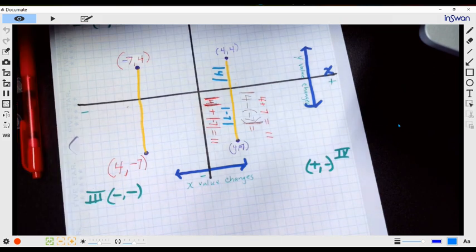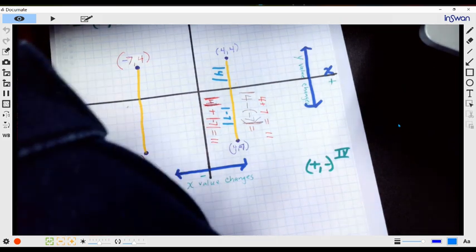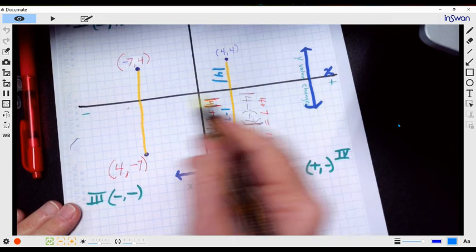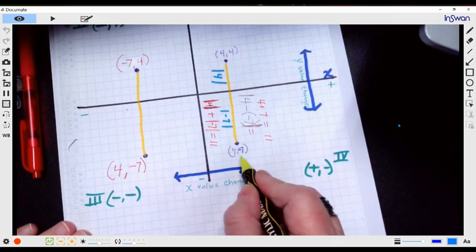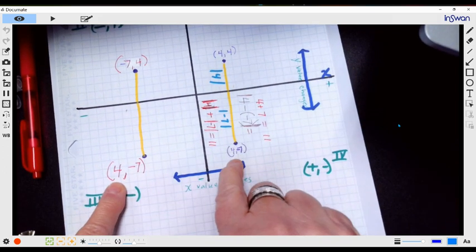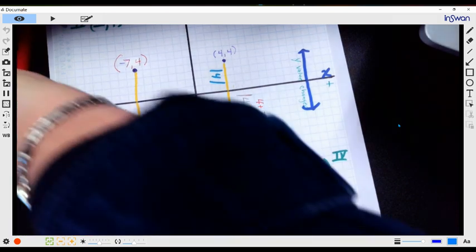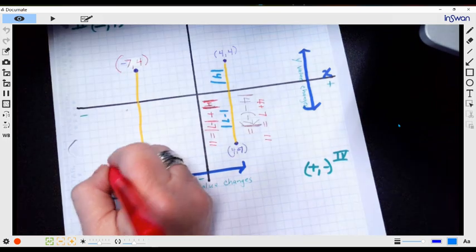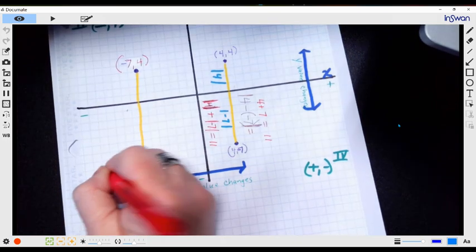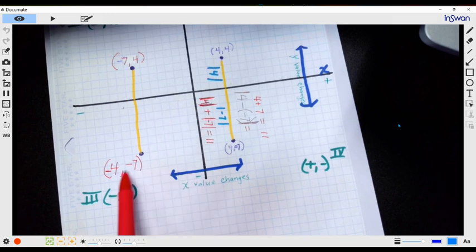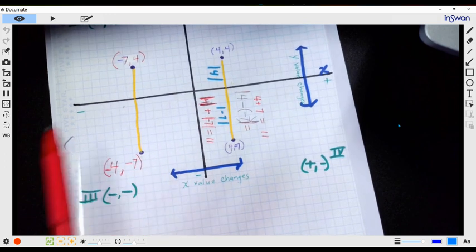Okay. Now, additionally, and I'm going to change this color slightly. Since these two are equal, if you look at what I have here, that's a negative 4. And that's going to be 7, not negative 4.